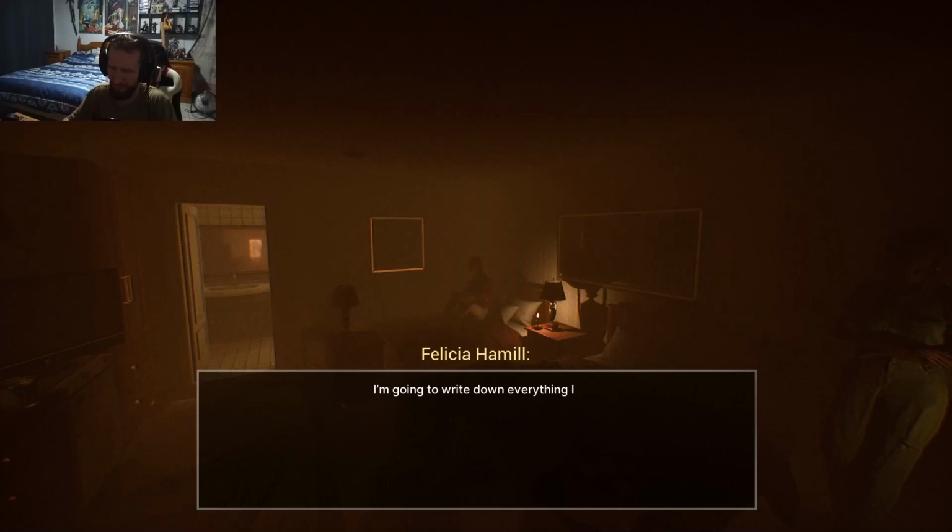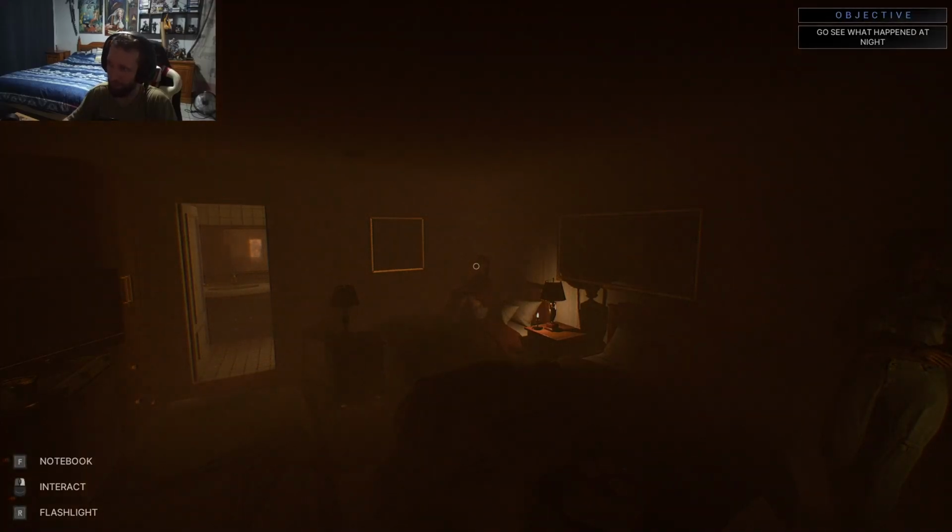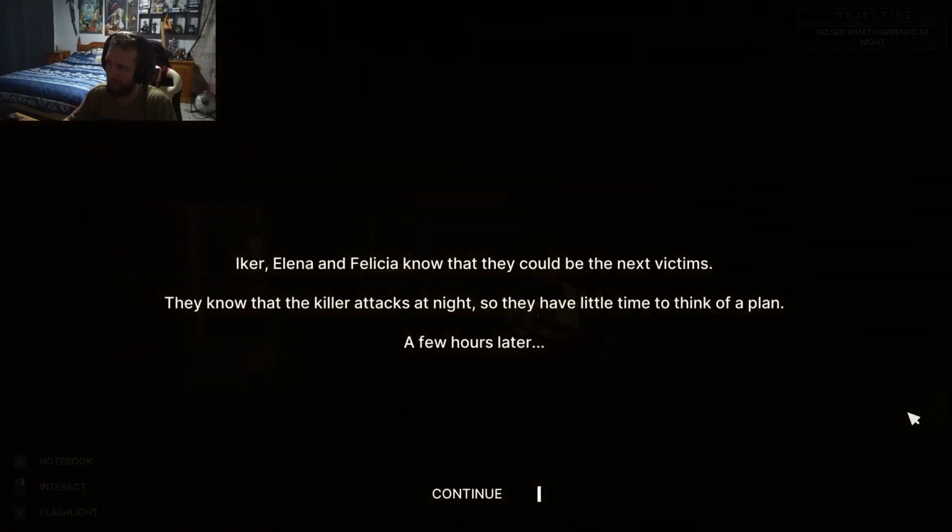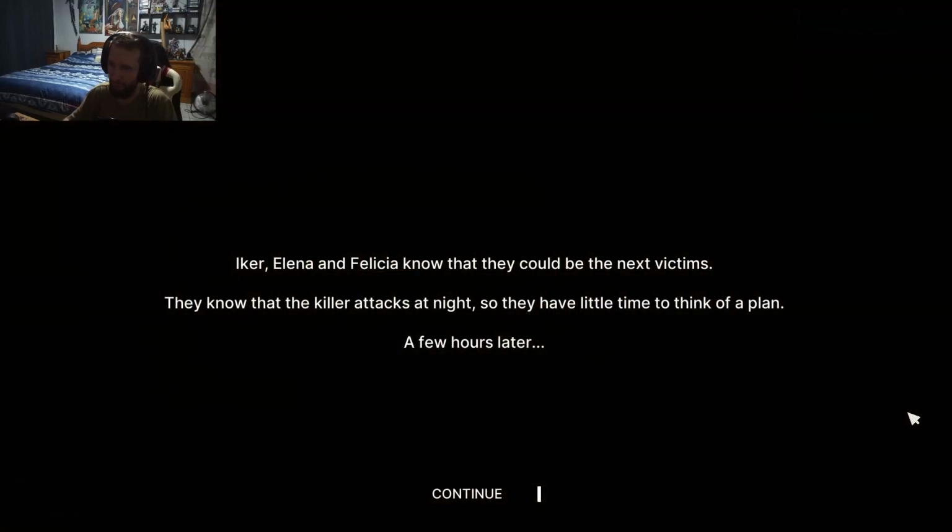I'm going to write down everything I remember from the book I read. Maybe we'll find something useful. Perfect. For now, that's all we can do. Go see what's happening at night? No, I'm not going out there at night, bro. Iker, Elena, and Felicia know that they will be the next victim. They know that the killer attacks at night. They'll have little time to think of a plan.